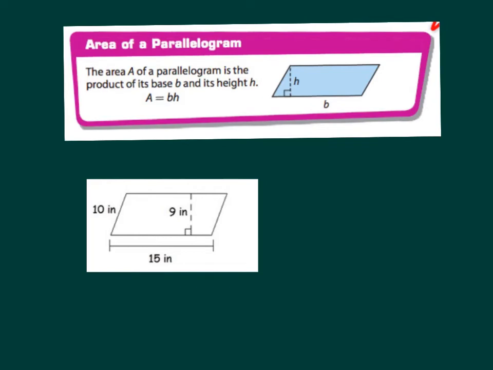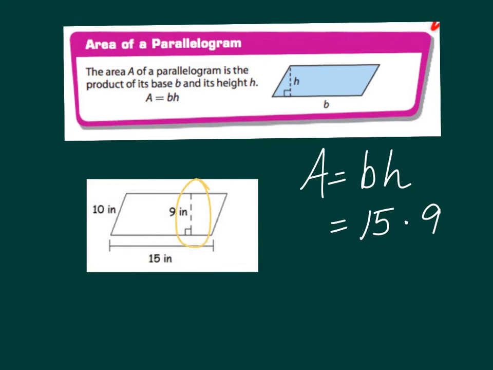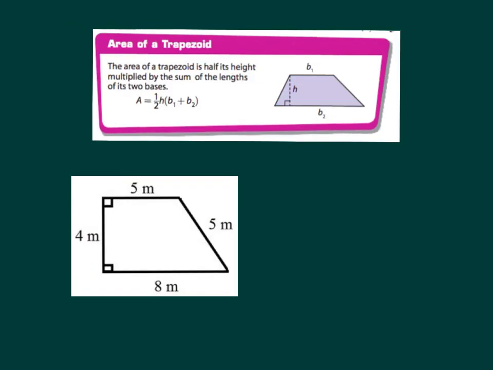Okay. One more parallelogram we're going to look at. So again, area equals base times height. In this case, my base is that 15. I'm multiplying it by 9, the height. The height is shown with this dotted line that hits at a 90-degree angle to the base. So I have 15 times 9 equals 135 inches squared.